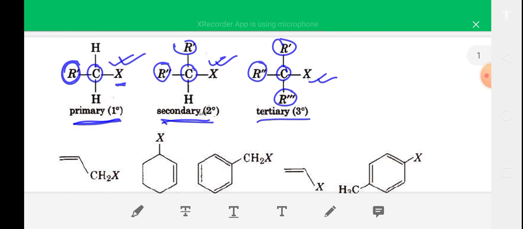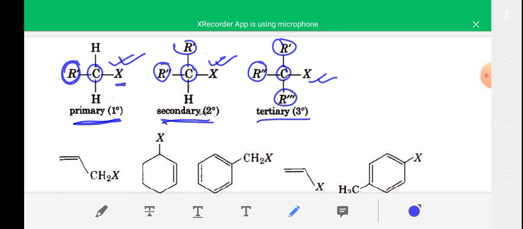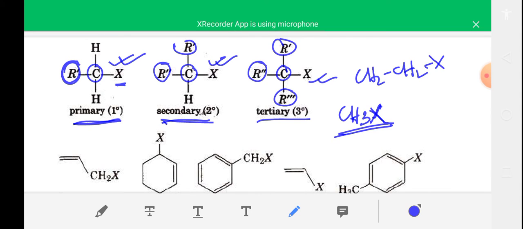In 1-degree haloalkane, the general formula is RCH2X. In 2-degree haloalkane, the general formula is R2CHX, and in 3-degree haloalkane, the general formula is R3CX. Only CH3X means methyl halide. CH3CH2X is a 1-degree haloalkane, because the carbon atom containing the halogen atom is directly attached to only one carbon atom.